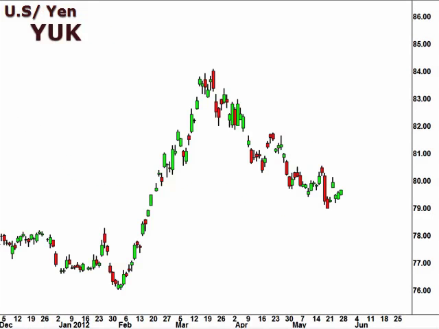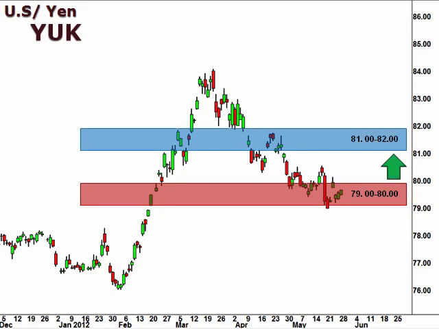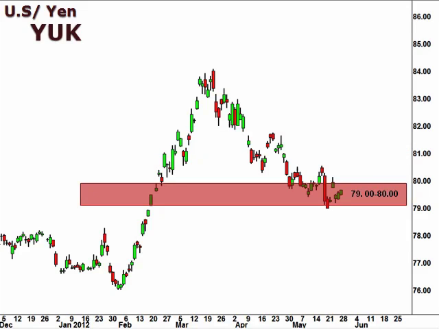Let's take a look at the YUK, the US dollar versus the Japanese yen. Well, the YUK continues to consolidate within the 79-80 zone. A break below 79 opens the window for a drop lower. However, a break above 80 lends credibility to a move towards this 81-82 focal zone.